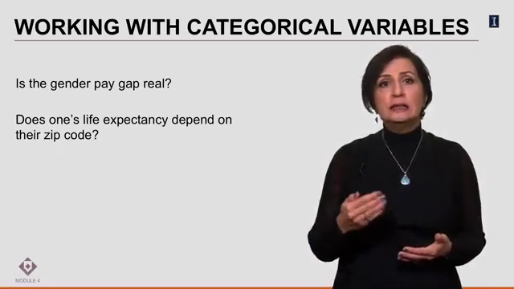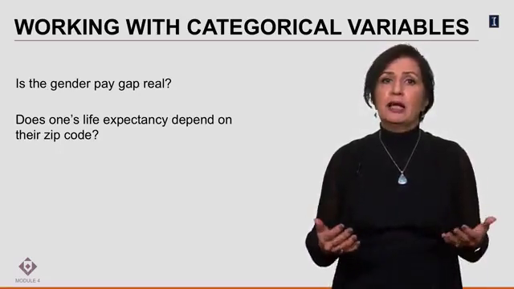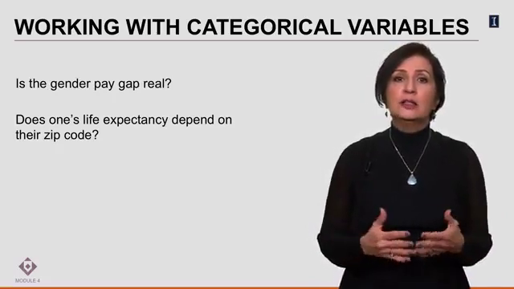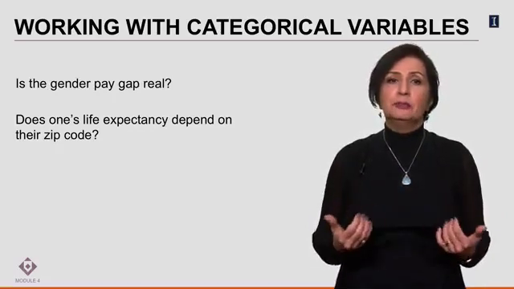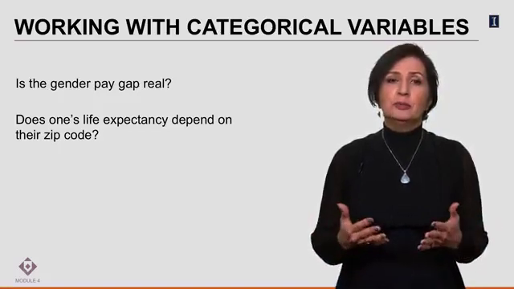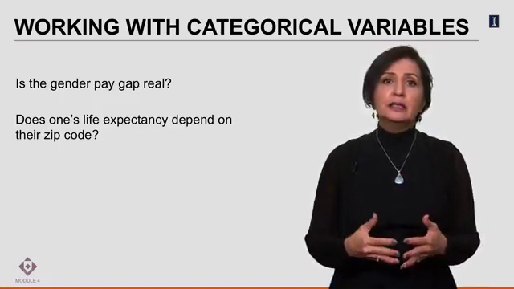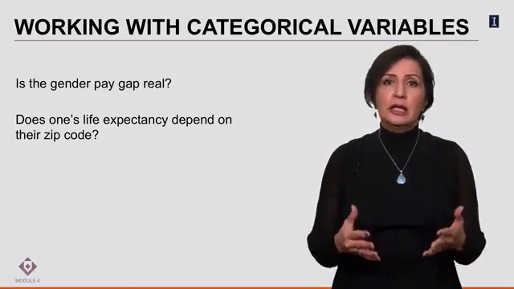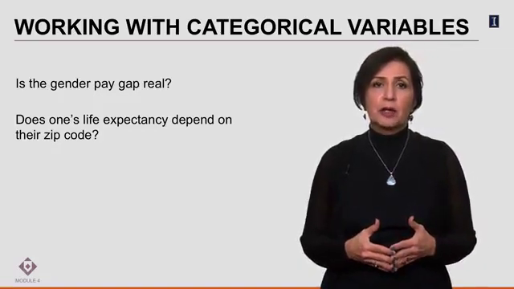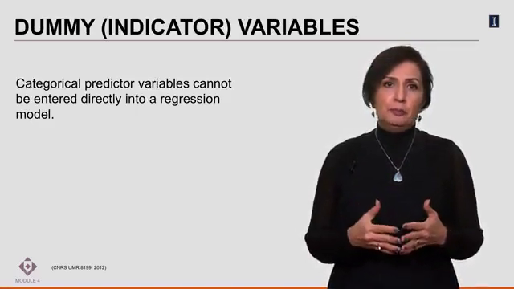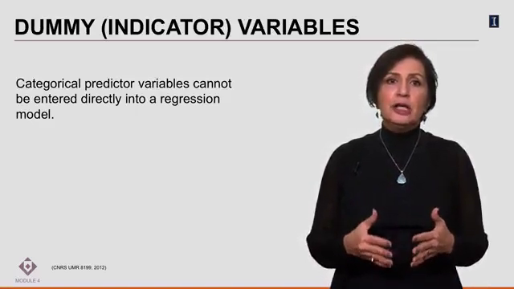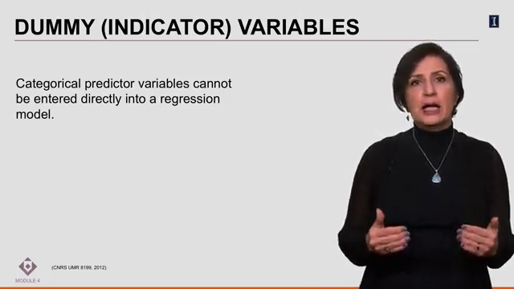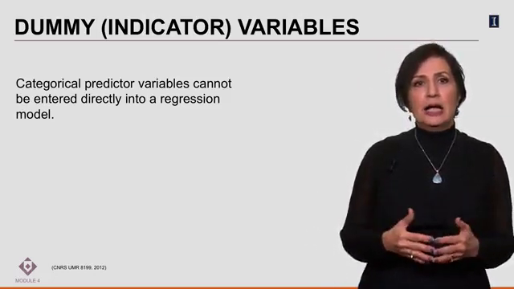Both gender and zip code are examples of categorical data. Recall that even though zip code is a number, it is not a numerical value. It doesn't represent a quantity. It presents a category. In this lesson, we will learn how to incorporate categorical variables in regression analysis. Categorical predictor variables cannot be entered directly into a regression model. We have to take an additional step before being able to run the analysis.